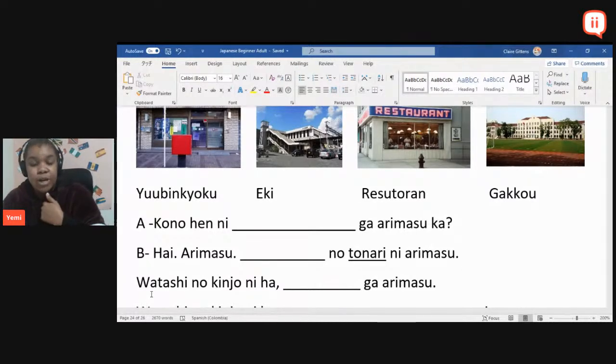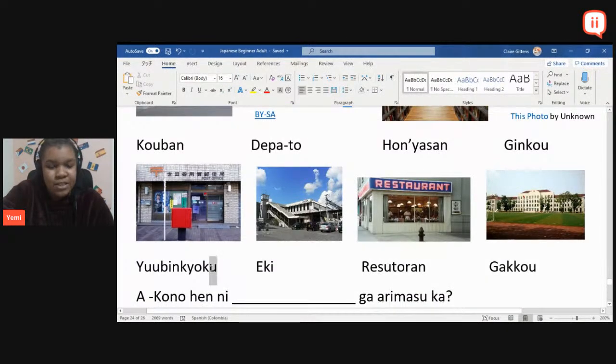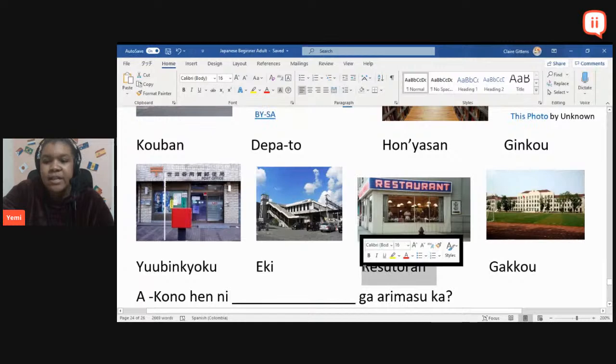So let's see, really in my neighborhood, there's no police box, I think. But we do have a big police station, but you don't know that word, so we won't go there. There's no department store. I don't think there's a bookstore. There's a bank. There's a post office. There are so many post offices in Japan. There is a train station, there is a restaurant, and there is a school, okay, for my neighborhood.